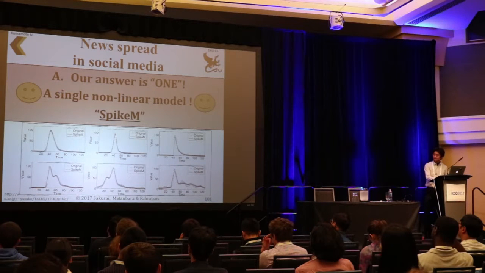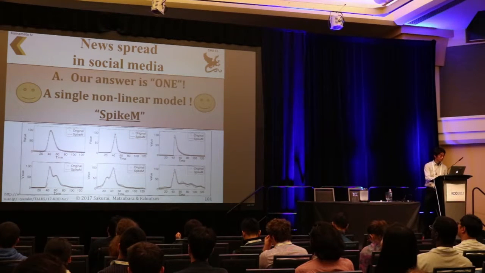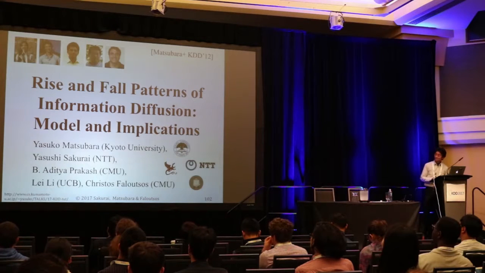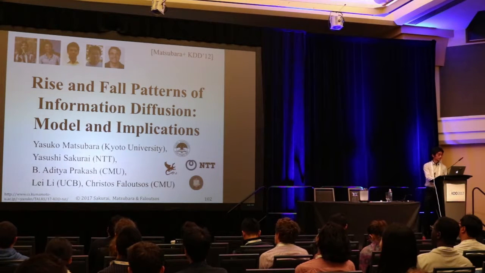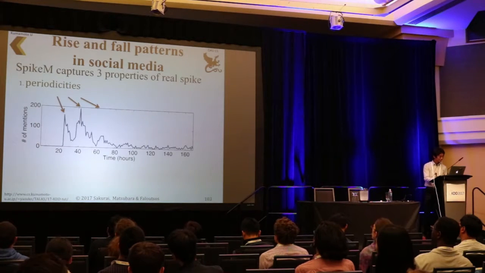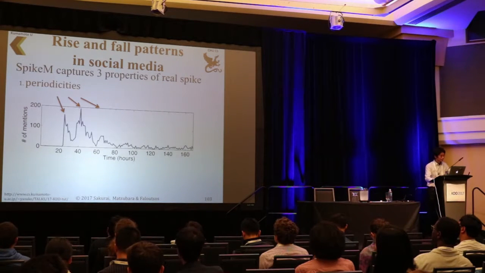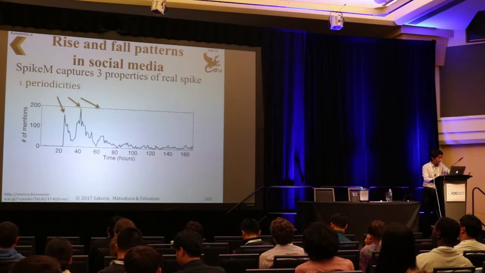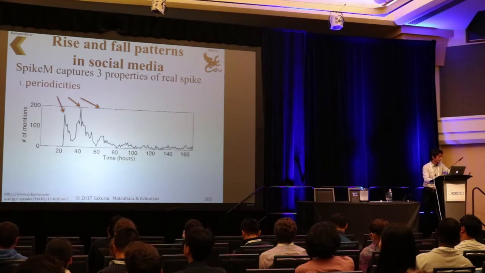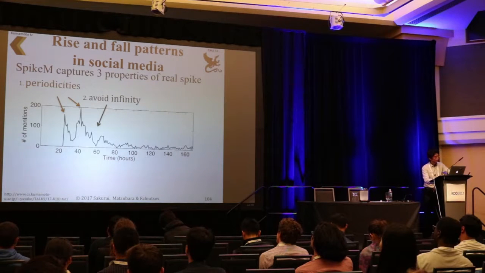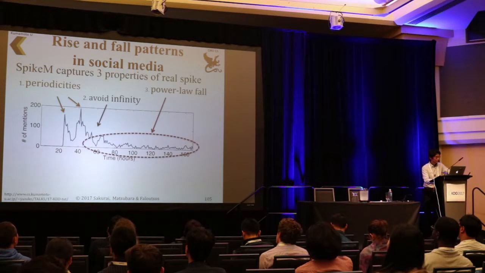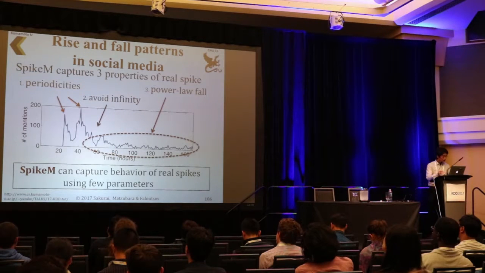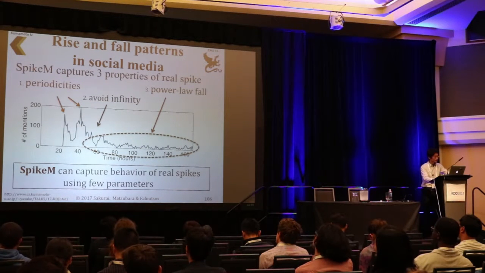So we want to introduce a method, which was published in KDD 2012: Rise and Fall Patterns of Information Diffusion: Model and Implications. Our model, which we call SpikeM, captures 3 properties of real spikes: periodicities, avoiding infinity, and power-law fall. SpikeM captures the behavior of real spikes using few parameters.